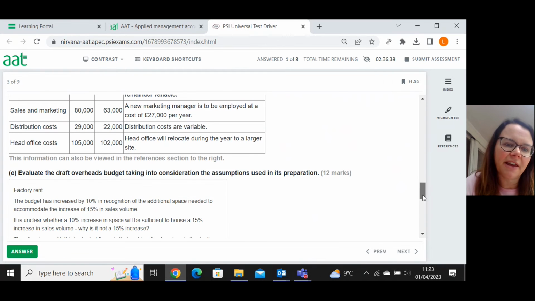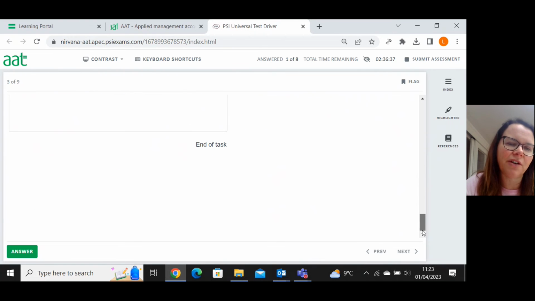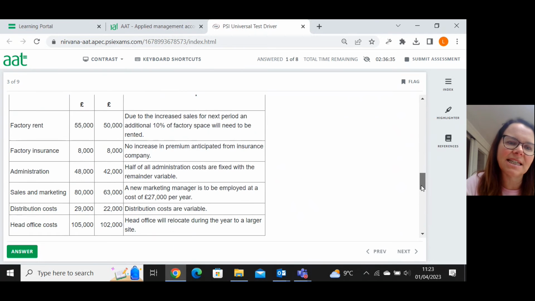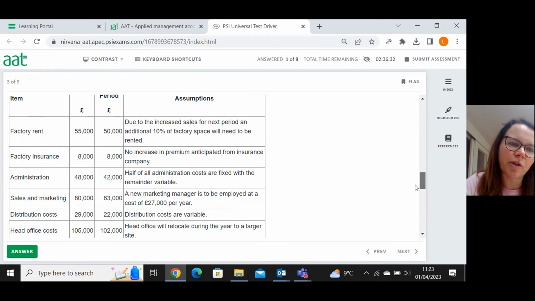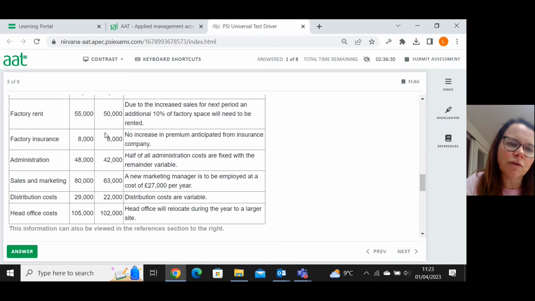Right, so I think that's a pretty fair question if you get something like that. Fairly easy to go through methodically, as long as you've got good knowledge of cost behaviours, because you work out what you think it should be and then discuss why they may have put in a different figure. Okay, so that's the end of task 2.